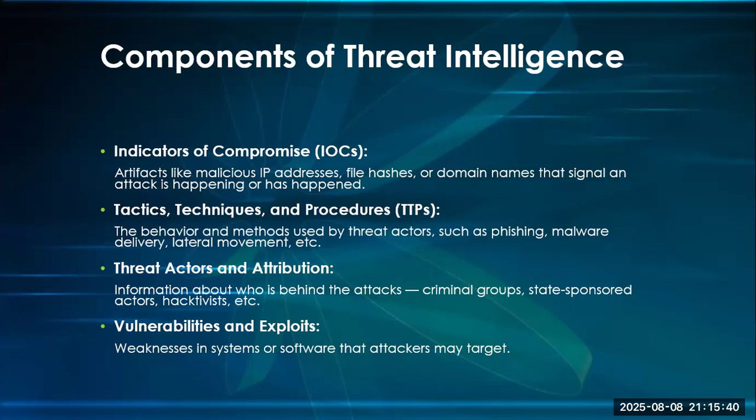Of course, we have what they call indicators of compromise. These are artifacts like malicious IP addresses, file hashes, things that they can use to attack, or domain names. They can change domain names, signaling that an attack is happening or has happened. So you need to be aware of all the indicators of compromise that they can use, most especially IP addresses and domain names, and then file hashes once in a while. Then you need to know what tactics, techniques, and procedures.